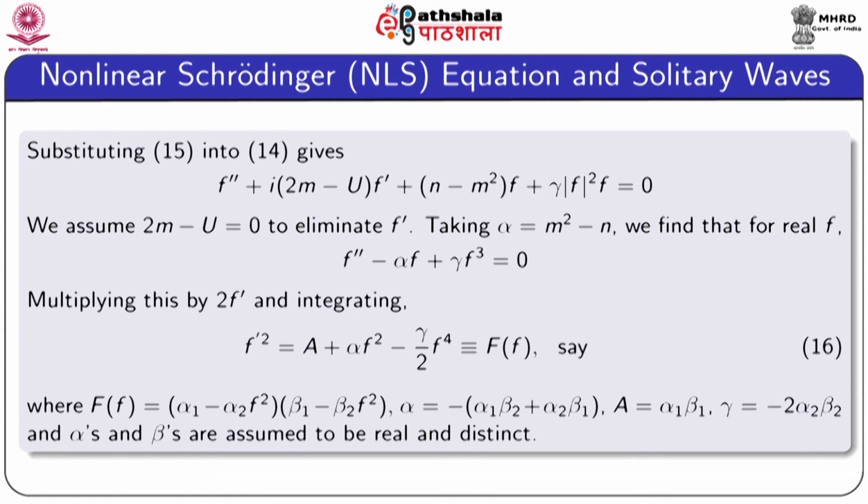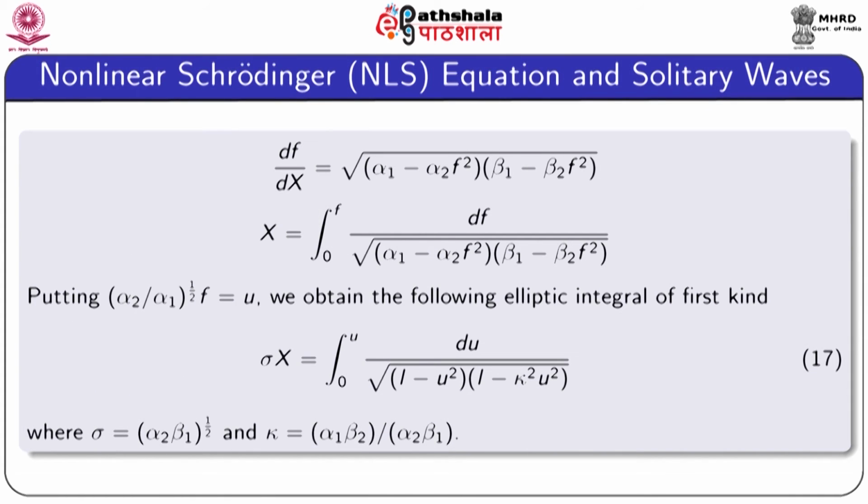Therefore, we can write equation 16 as df/dx equals the square root of alpha 1 minus alpha 2 f square into beta 1 minus beta 2 f square. Now, we separate the variables f and x and obtain the value of capital X as the integration from 0 to f of df by the square root of the expression, which is written in the slide.